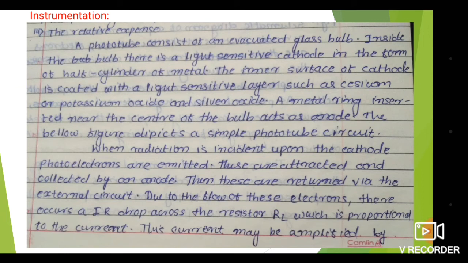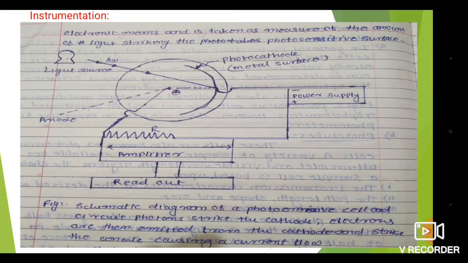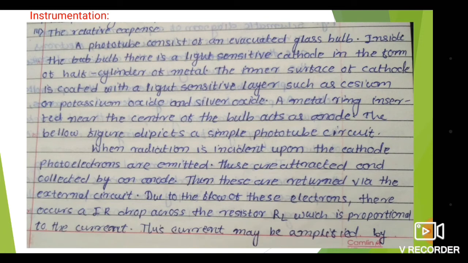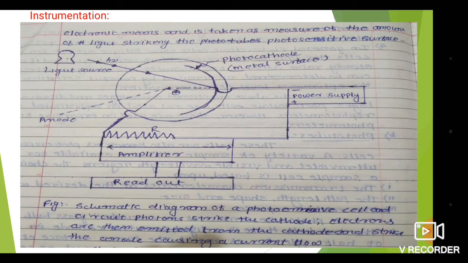When radiation is incident upon the cathode, photoelectrons are emitted. These electrons are attracted and collected by the anode, then returned via the external circuit. Due to the flow of these electrons, there occurs an IR drop across RL, which is proportional to the current. This current may be amplified by electronic means and is taken as the measure of the amount of light striking the photosensitive surface.